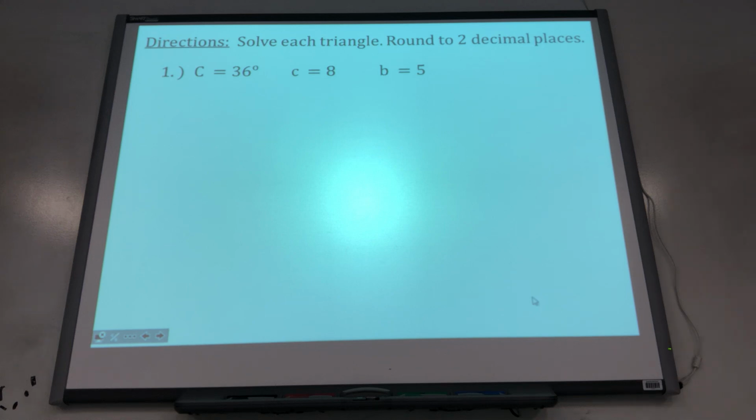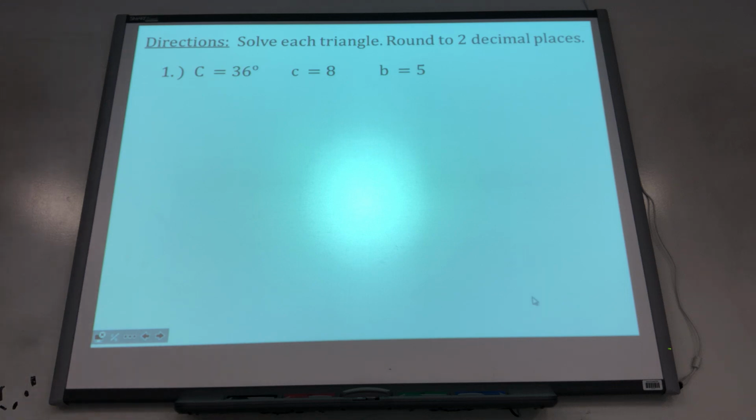Big C, so that is an angle. Angle C is 36 degrees. Little c, so that is side C, is 8. And little b is 5.